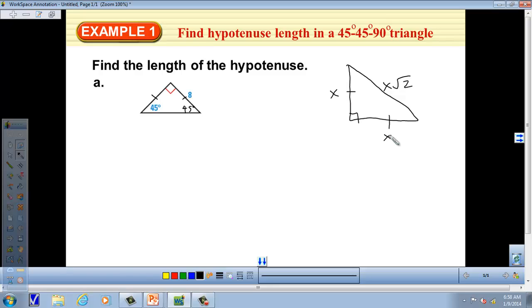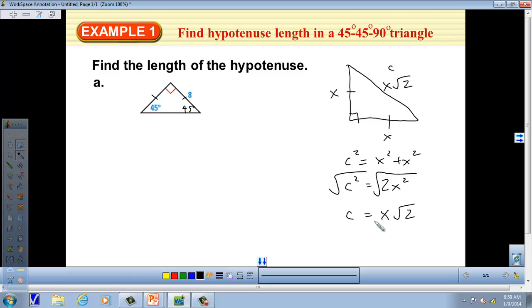Basically, if we know these two sides are equal, we could call this c right here, and we could say c squared is equal to x squared plus x squared, where we're going to solve for c in terms of x. So therefore we have c squared is equal to 2x squared, and if we take the square root of both sides, c is over here, x squared comes out as x, and we're left with rad 2 at the end.